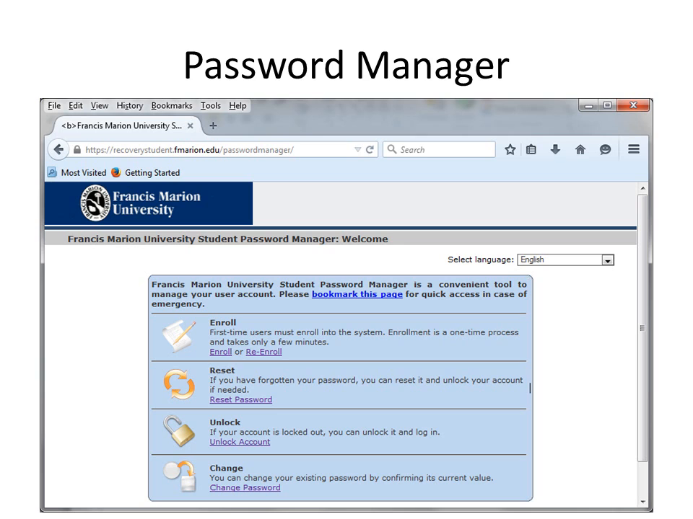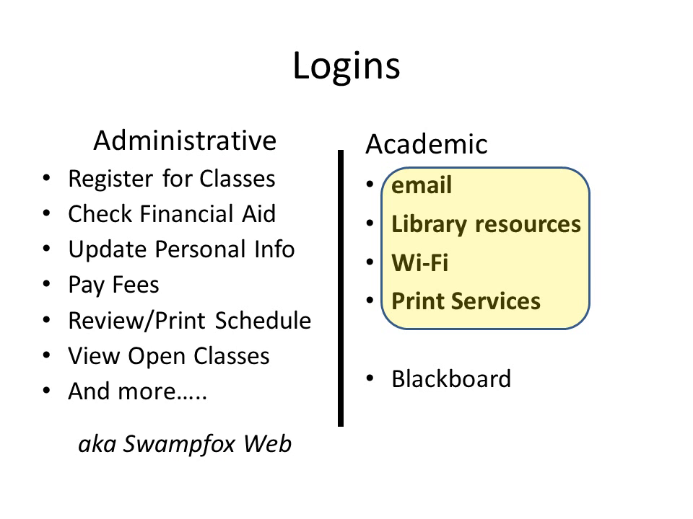When you successfully complete that, a series of events are going to occur automatically. The first thing that happens is your password is reset on the highlighted 4 academic systems: your email, your library resources, your wireless networking or Wi-Fi, and your print services password all get updated to the password you just changed in the password manager. That'll be important later on.